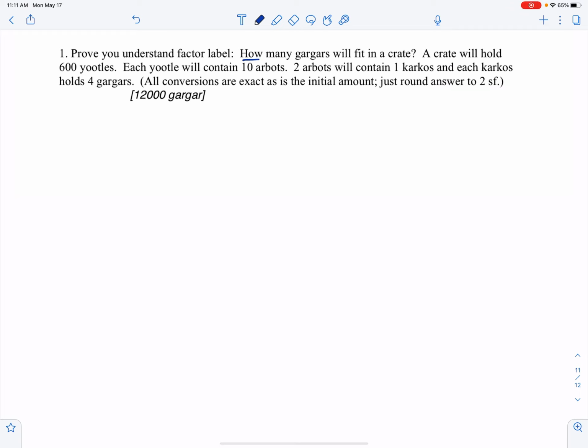So here's the first question: how many gargars? So that's what they want to know about, this weird made up word. These are all made up words. And notice it does say how many will fit in a crate. This is the same thing as saying one crate. Now, a crate will hold 600 utils. Again, a crate, that's the same thing as one crate equals 600 utils.